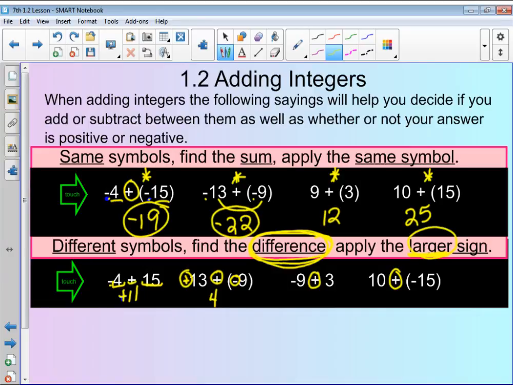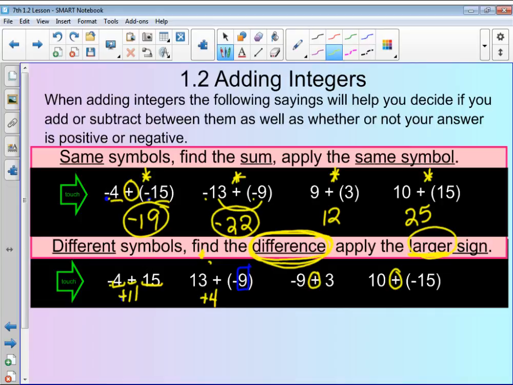Apply the larger sign. So when I look at these originally, and I just look at them as digits and not worry about the symbols in front of them, and once again, my color changes every time I pick up my eraser. When I look at those, we have 13 versus 9. We're not paying attention to that negative in front of the 9. So which is bigger? 13 is the bigger number, right? Okay, so 13 was a positive answer. That means this is positive 4. Change my color before I forget.